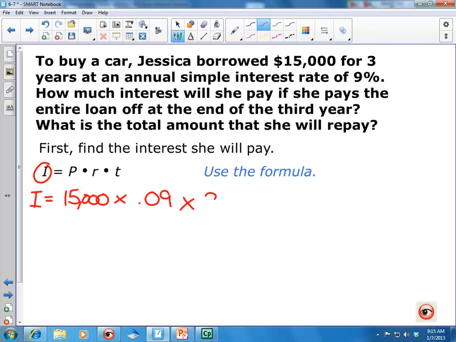3 years. Okay, so if we take our 15,000, multiply that times 0.09, and then multiply that times 3, that's going to give us $4,050. So we know that my interest is $4,050. And yes, on this assignment, I am going to let you guys use a calculator, because otherwise it'll take you the entire time just to figure out one answer. Okay, so the amount of interest she's going to have to pay back is $4,050. That's the amount of money she has to pay the bank for just letting her use money. Okay?